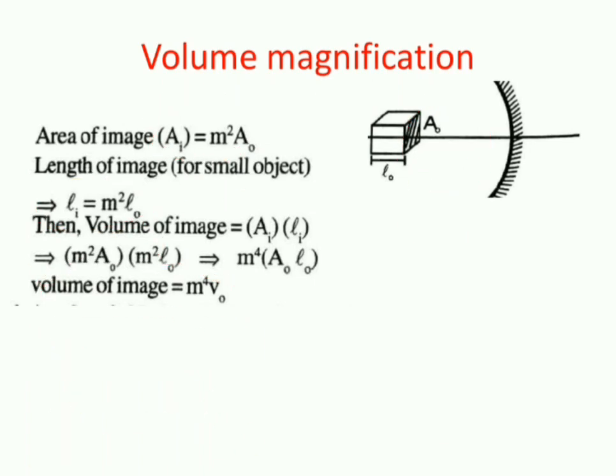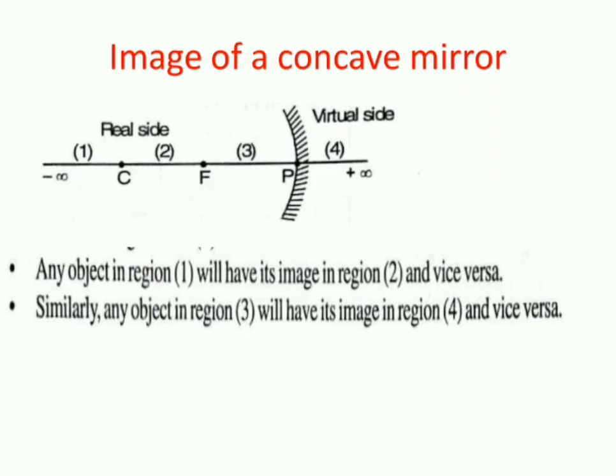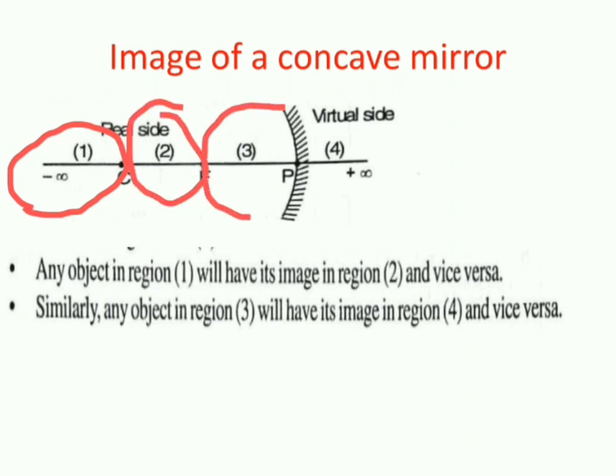Okay, so this is all about magnification produced by spherical mirrors. Now observe the image formed by a concave mirror. A number of times we have seen, if you move the object from infinity towards the mirror, the image will move away from the mirror. So if I divide the total region into 4 parts, observe the regions. From minus infinity to C, I took it as region 1, C and F region 2, F and pole region 3, pole to infinity region 4. I have divided the whole principal axis into 4 regions.